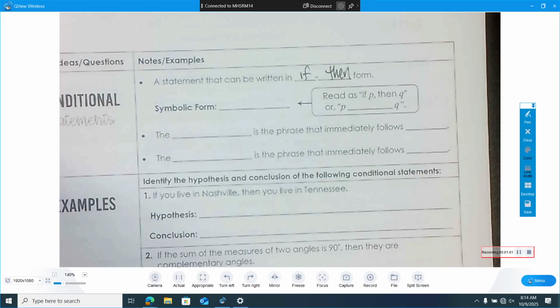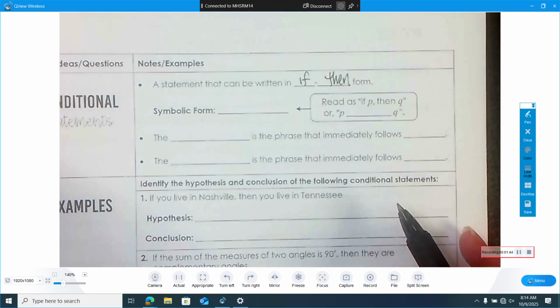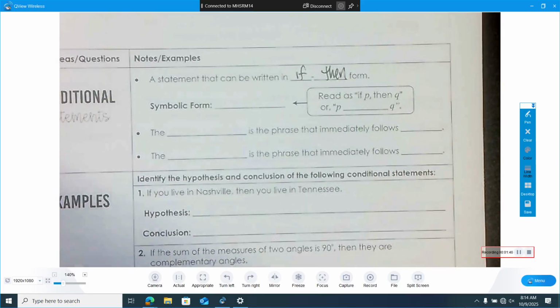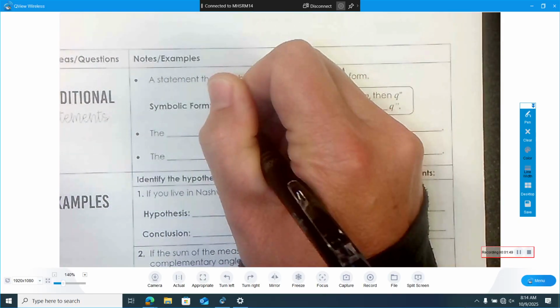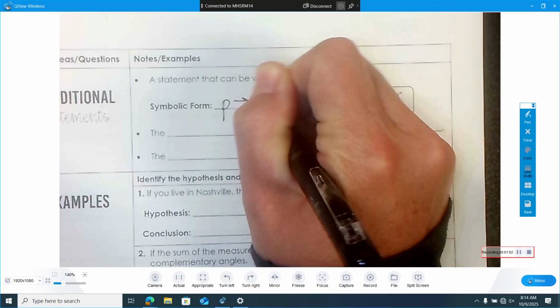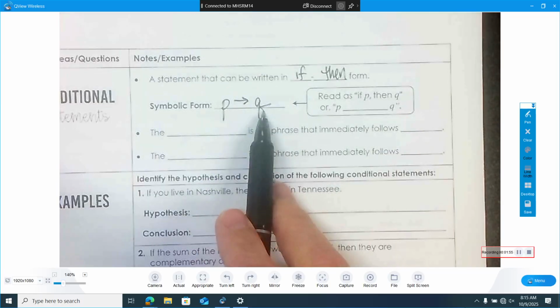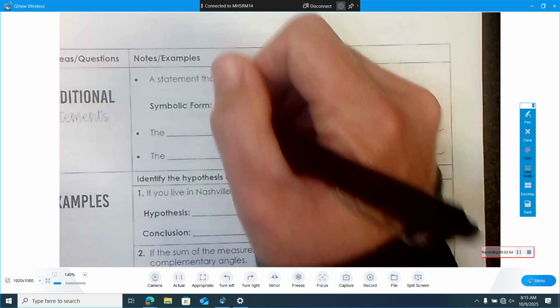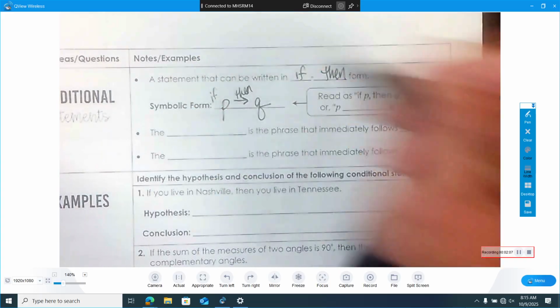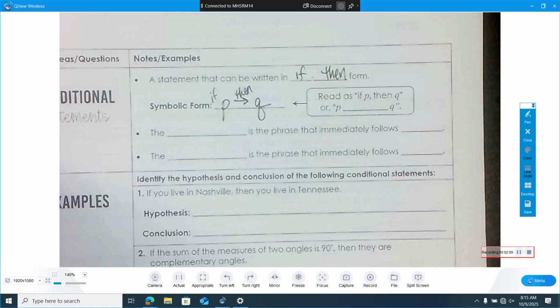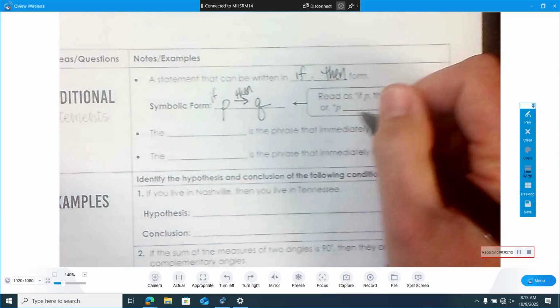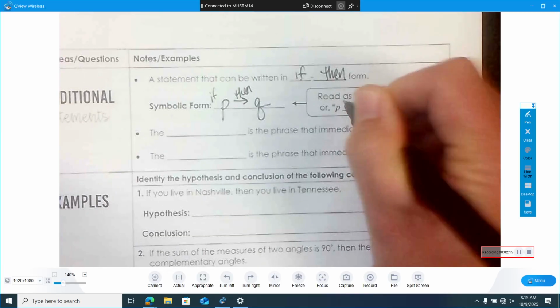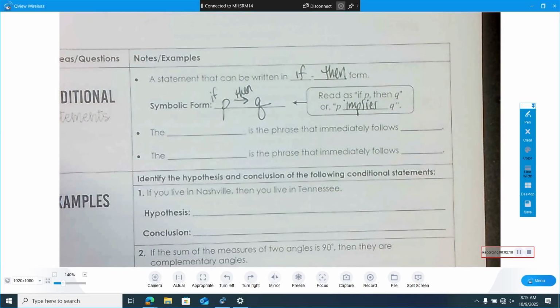And so just like yesterday, we like to use letters to represent them. And so we have this symbolic form, P arrow Q. P arrow Q we read as if P, then Q. So you can imagine there's a little if there, and the arrow means then. If P, then Q. We can also say P implies Q.